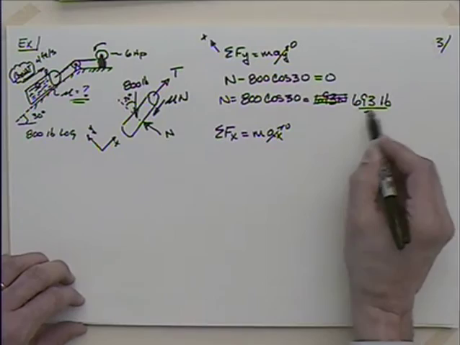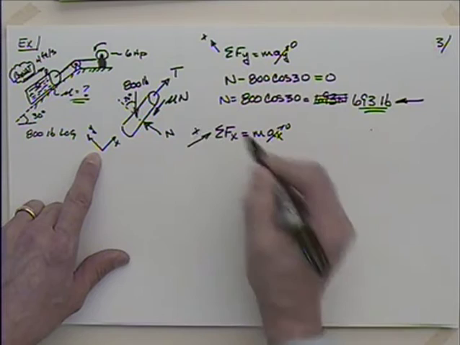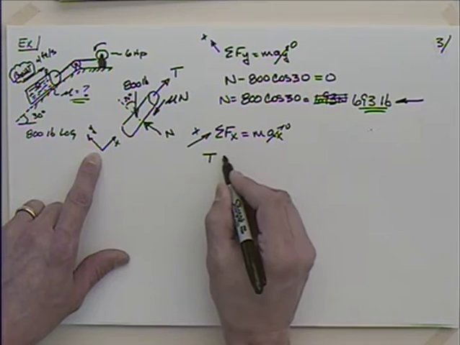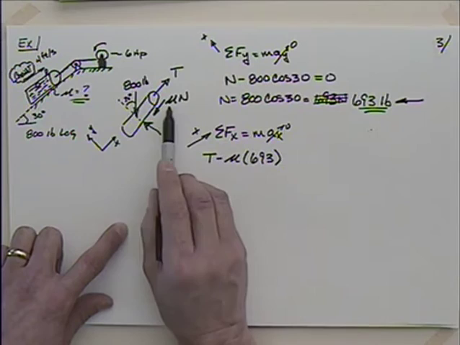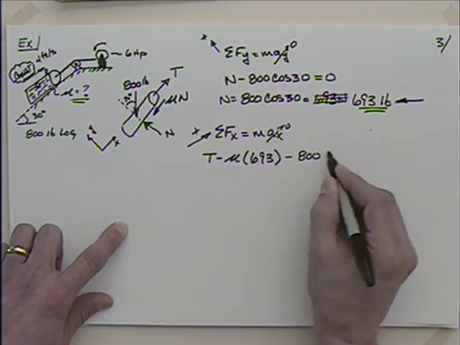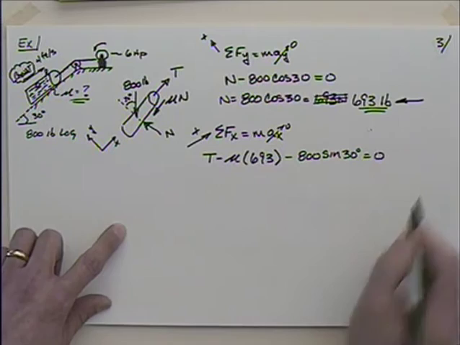Okay, so let's do this x direction. I'm going to take up the ramp as positive, and we will then have T going up the ramp minus mu times N, where I can make the substitution for N of 693 pounds. So I've got T, I'm subtracting mu times N, and I also need to subtract 800 times the sine of 30 degrees. And that's going to be equal to zero.